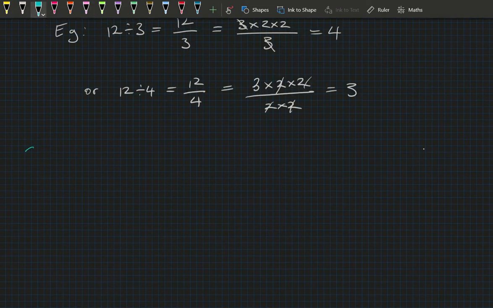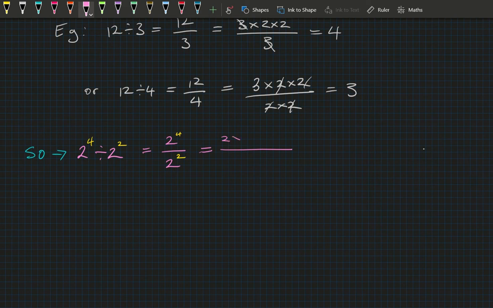So if we now had 2 to the power of 4 divided by 2 to the power of 2, that's actually equal to 2 to the power of 4 over 2 to the power of 2. And then to expand these exponentials, 2 to the power of 4 is just 4 repeated multiplications of 2, and 2 to the power of 2 is 2 repeated multiplications of 2. And cancelling out common factors, that becomes 2 to the power of 2.